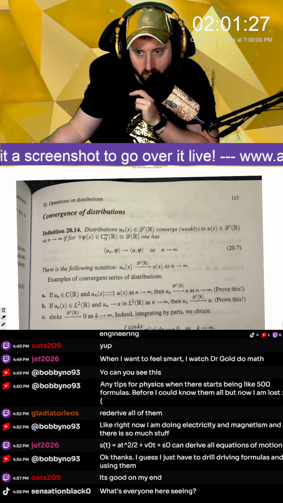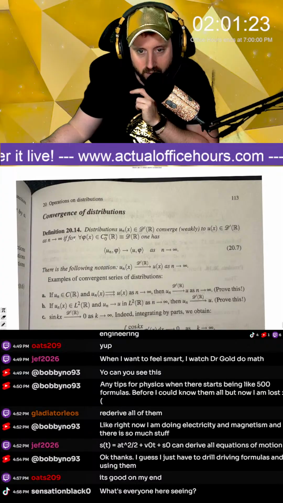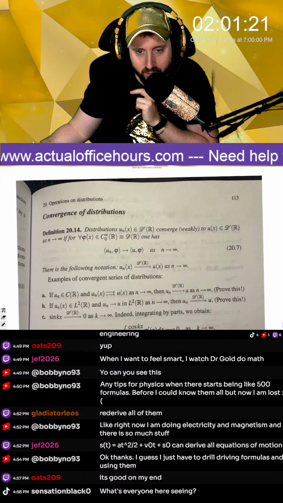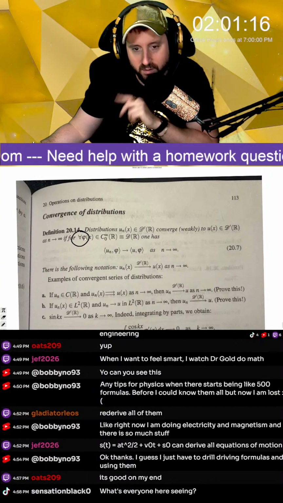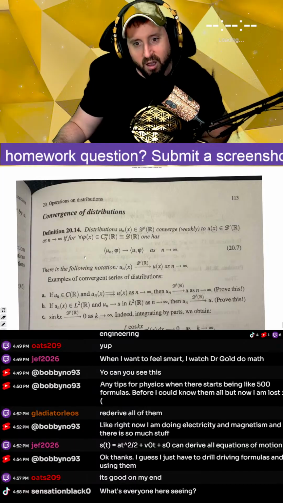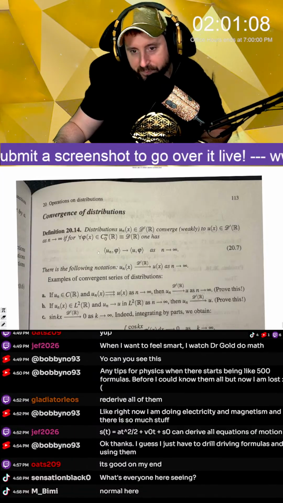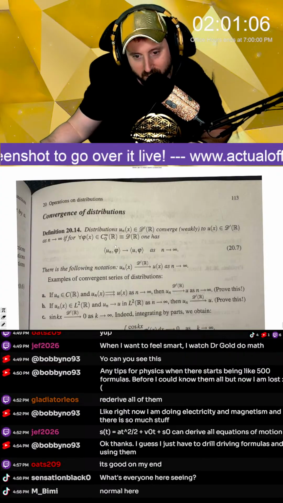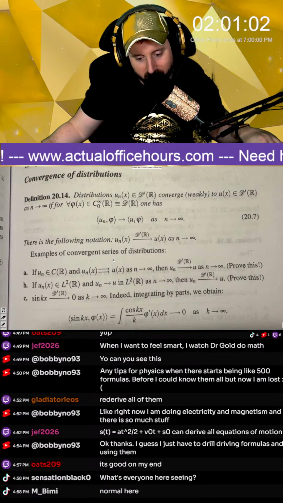Distributions u_n converge weakly to u as n goes to infinity for, I believe this is, there exists. Is that what that means? Yeah, for any phi, where phi is a test function on continuously differentiable functions. Thanks. Oh my god, dude. I feel like this is the bad acid trip I'm talking about.